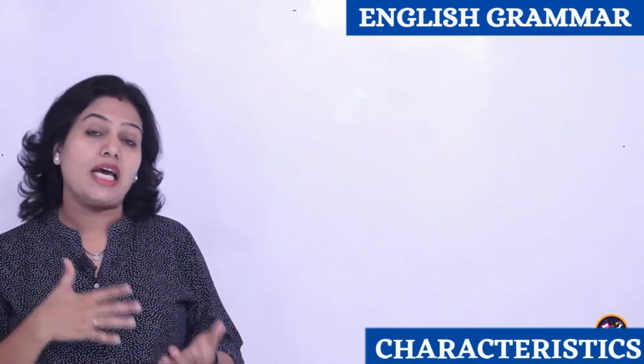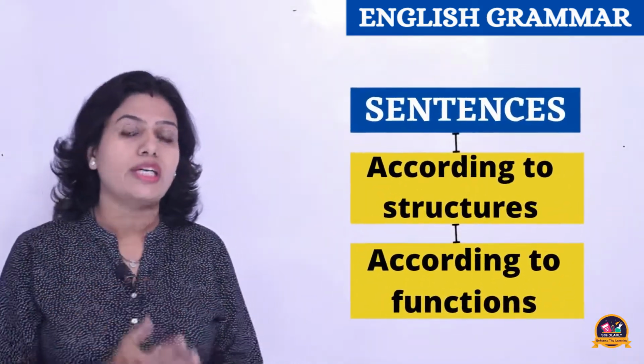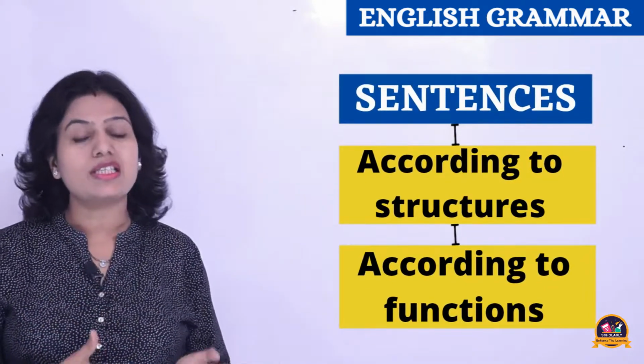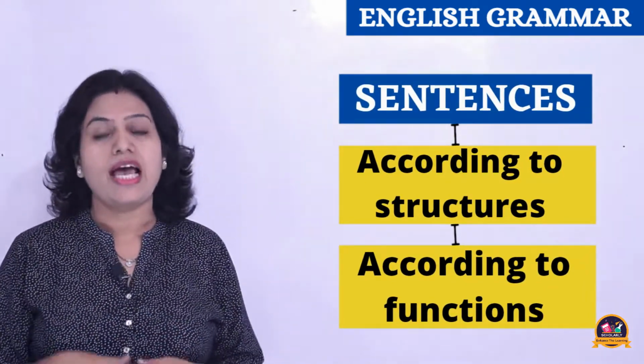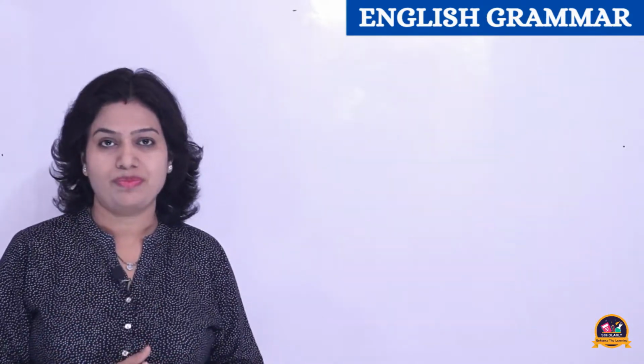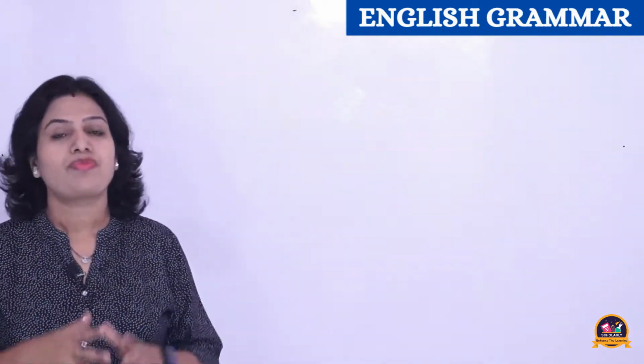Now let's see the types of sentences. There are two categories for sentences. The first one is types of sentences according to the structure, and the second one is types of sentences according to the function. So friends, let's see the first category, that is types of sentences according to the structure.